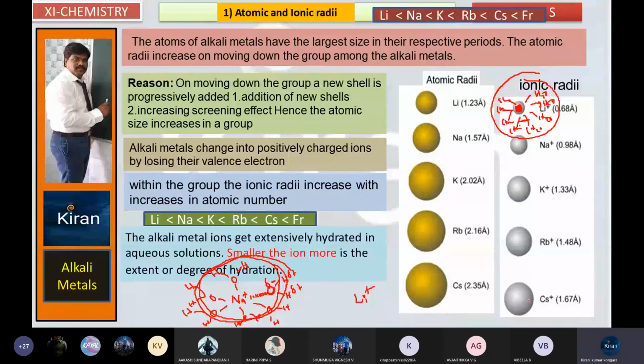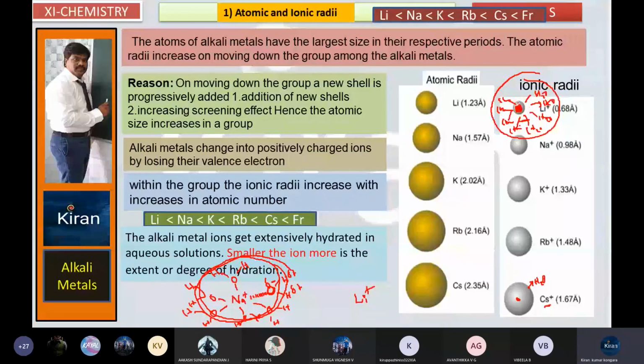So this is a very big molecule. For cesium, the nuclear attraction force is very less. That's the reason only a very few number of H2O molecules hold this cesium ion. So based upon the attraction force of the nucleus, the hydration energy increases. The attraction increases, hydration energy increases.